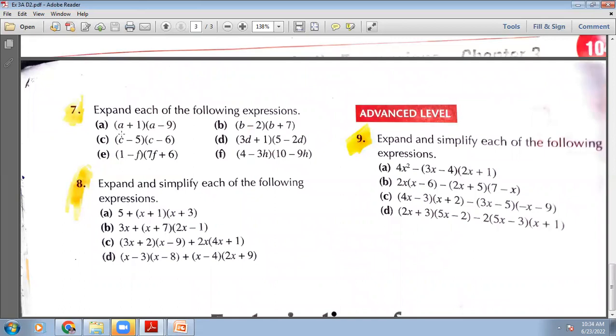Here we go. It says expand each of the following. So you can see here, first question. So we will do that question number 7.